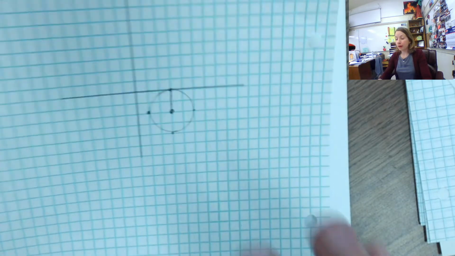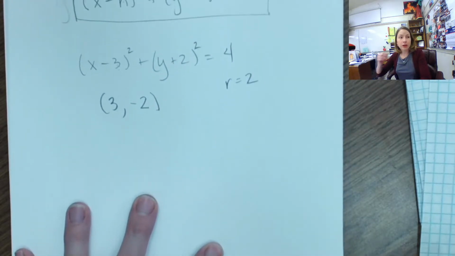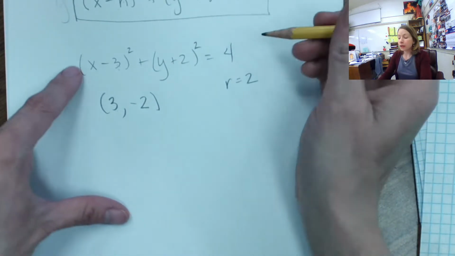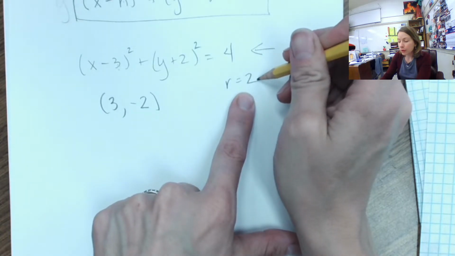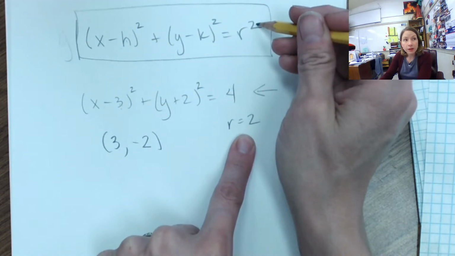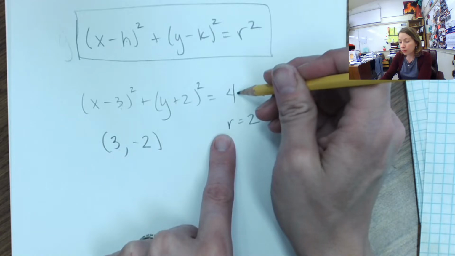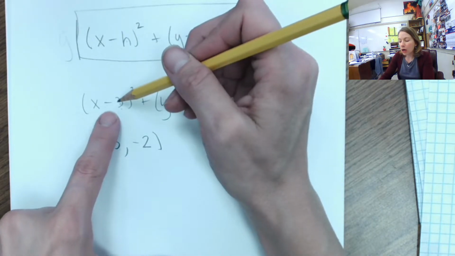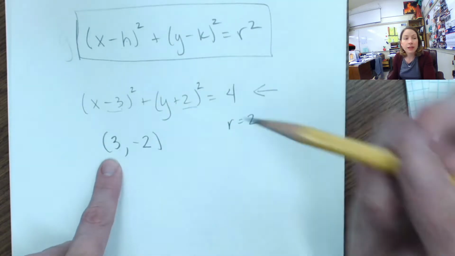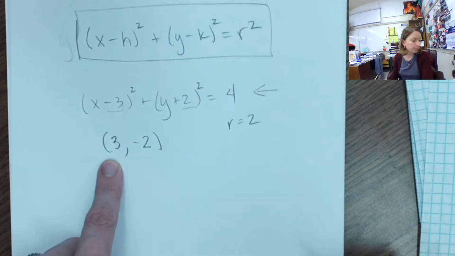Okay, so from this one, let's just look and review what we did to get there. Here was the equation that we were given, and we had to figure out what our radius was, right? Remember, it's equal to r squared, so I had to take the square root of 4 to get 2. And then here, I had to look at the opposite of whatever these numbers were to get my x and y coordinates of my center.